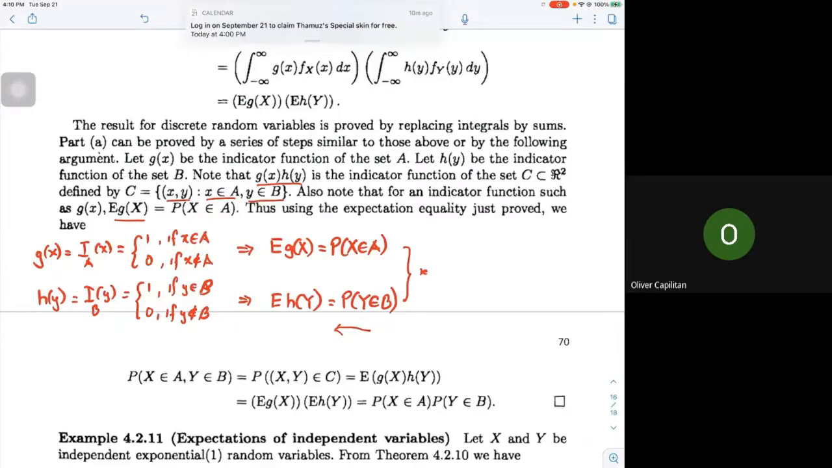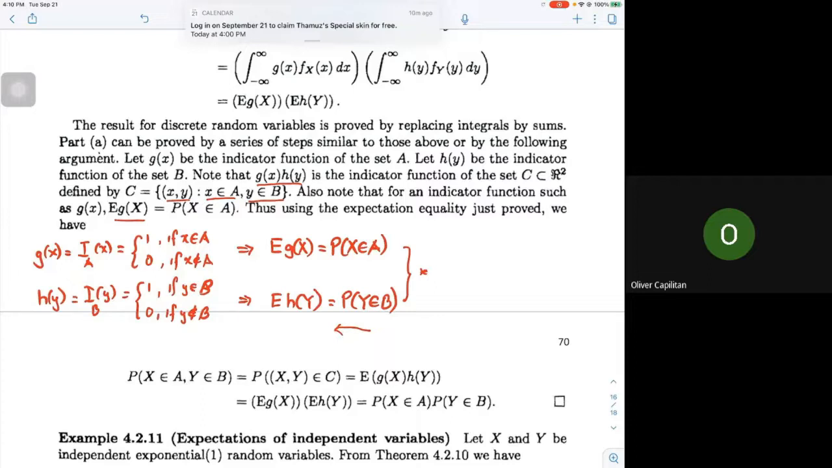Okay, so let's have an example. 4.2.11, expectations of independent variables. Here, we let X and Y be independent exponential 1 random variables. So in this case, X and Y have the standard PDF, which does not depend on any parameter. So we have here a beta constant equal to 1.